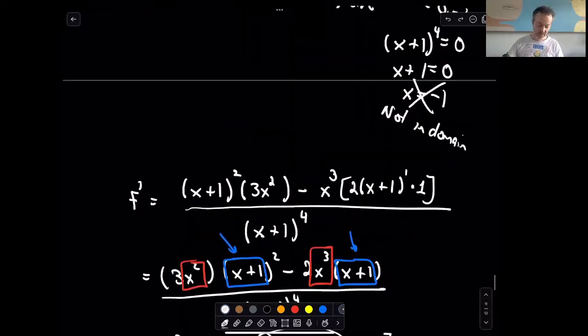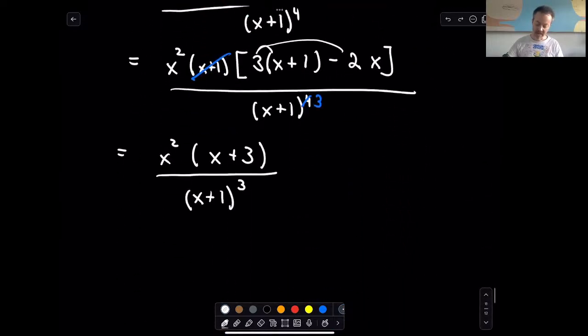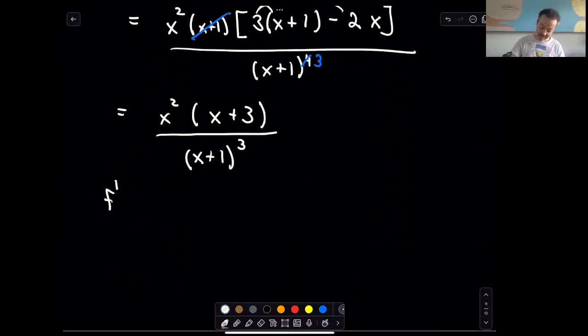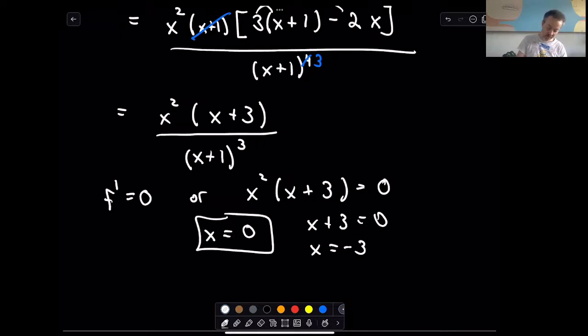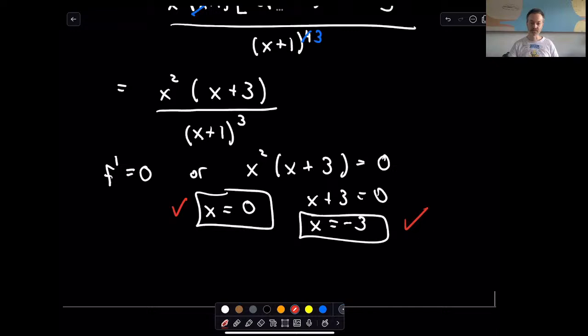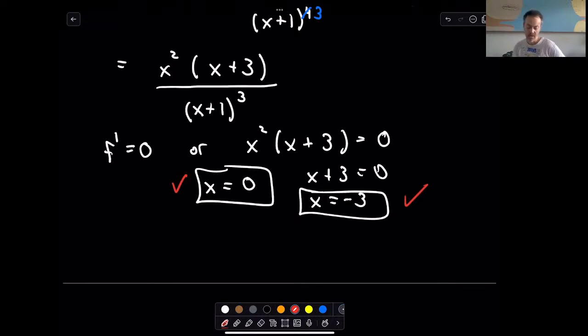Okay, so what the heck are we even doing? We set the denominator equal to 0, but now I would have to set the numerator equal to 0. So that means I'm taking x squared multiplied by x plus 3 and setting that equal to 0. That's going to give me x equals 0 and x equals negative 3. Those are going to be my critical numbers.